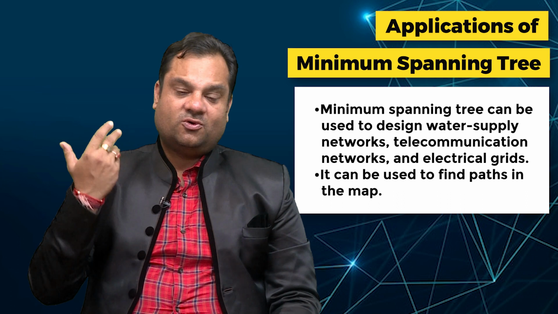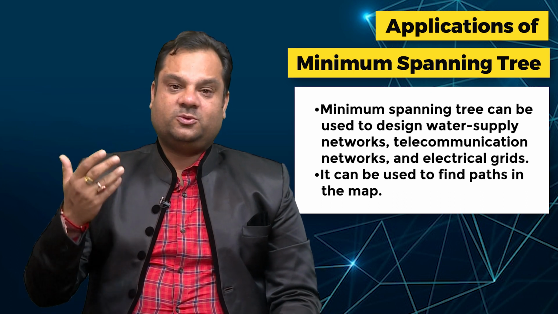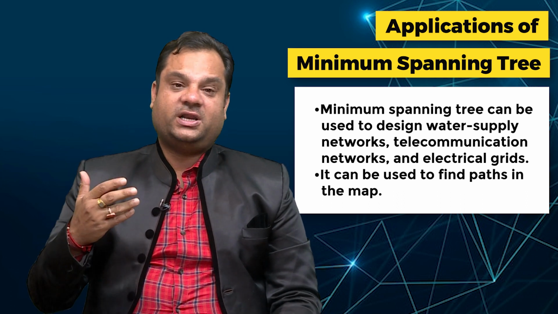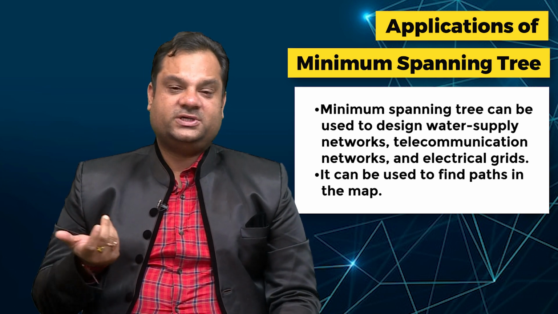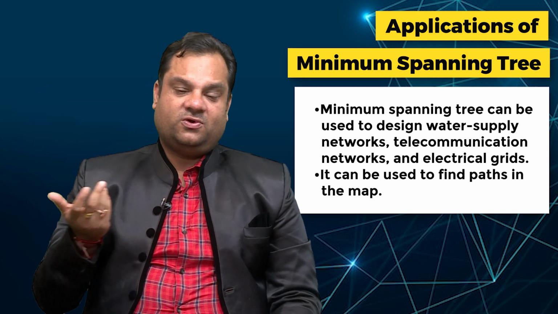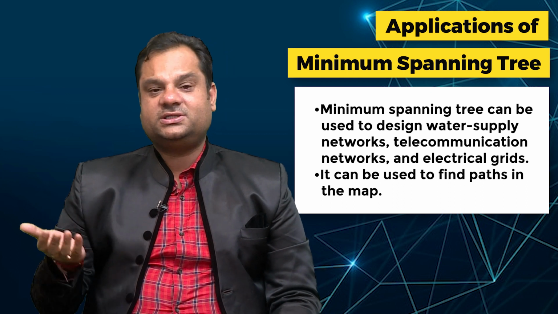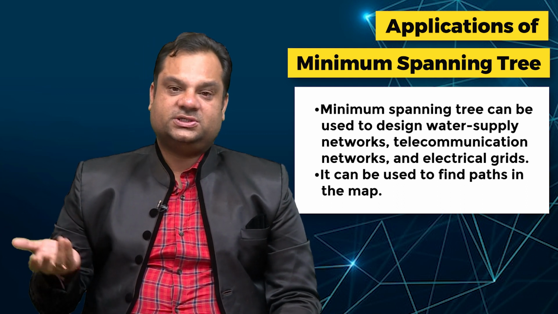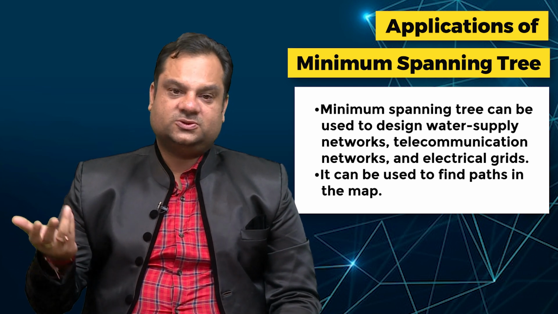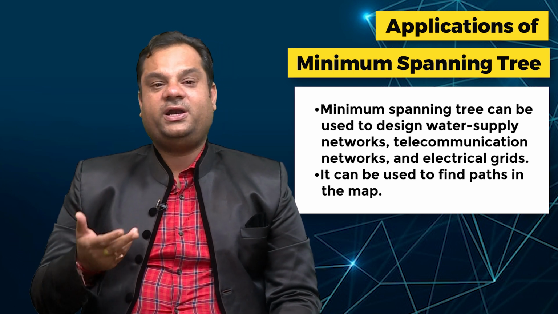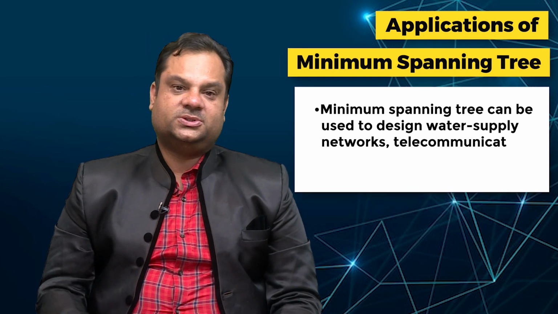As you know, when we want to make a connection we have to supply OFC, optical fiber communications. The cost of OFC is very high. So if the network is shortest, definitely the cost will be affected. And we can apply it to the electrical grid also. It can also be used to find paths in a map.